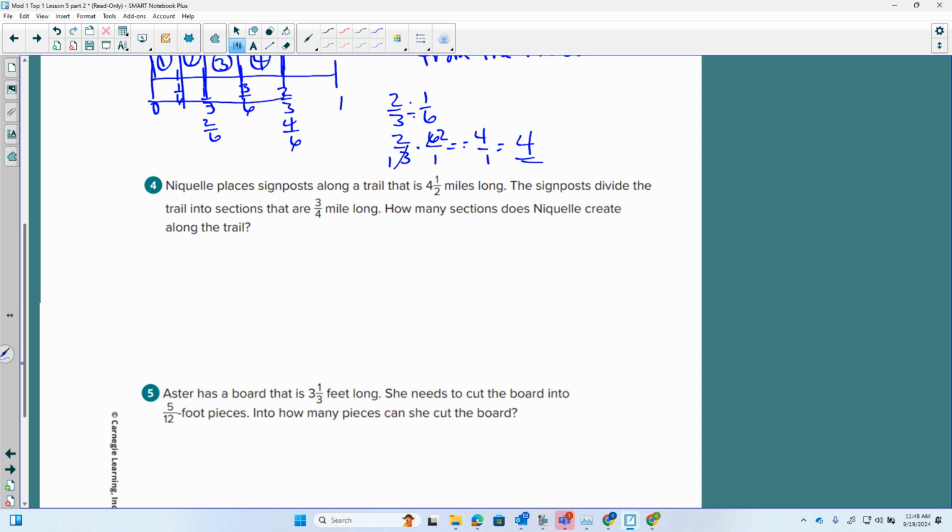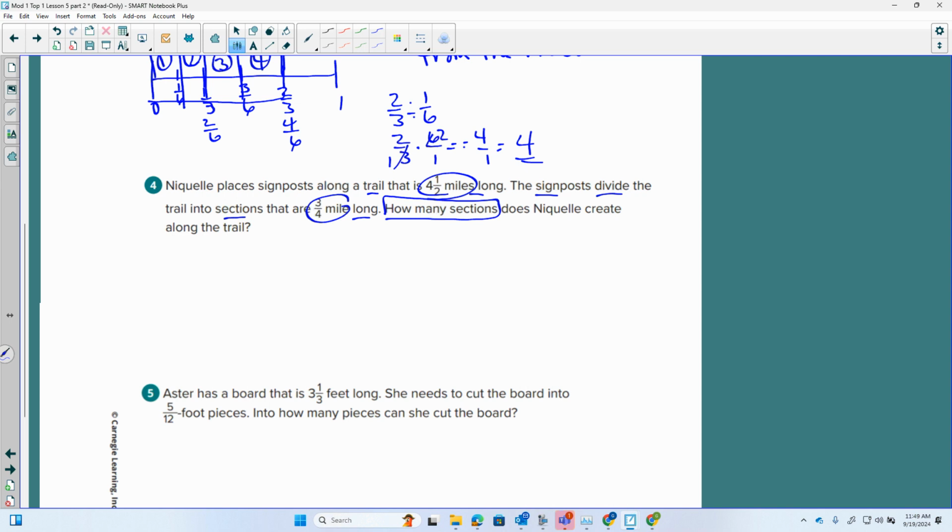So I've got a trail that's 4.5 miles long. Signposts divide the trail into sections that are 3/4 mile long. How many sections does Nicole like? So should my answer be miles? No. Then what am I answering? Sections. Again, what am I dividing? Dividing the 4.5. How am I dividing it?